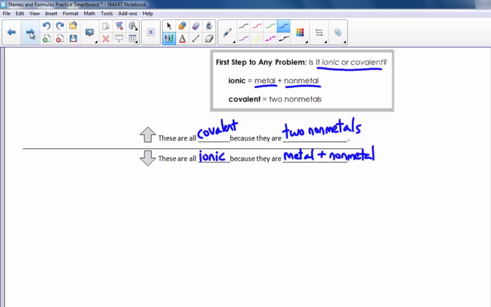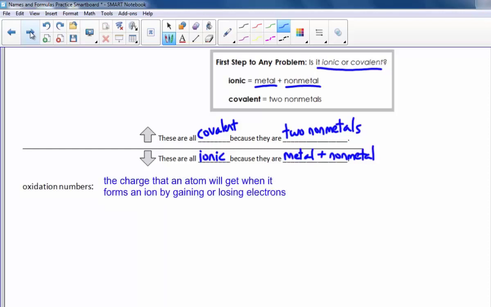Now, if everything up to this point has been pretty easy about writing these names and formulas, this section is definitely the most difficult to learn and remember. And so we're going to add a little bit more notes into this worksheet than we have already. The first thing we need to get is the idea of oxidation numbers. Oxidation numbers are the charge that an atom will get when it forms an ion by gaining or losing electrons. For example, if we went back to a previous unit and we had sodium and it had 1 valence electron, well, if it gives that electron away to somebody else, that would make it end up with a positive 1 charge because it lost a negatively charged electron.